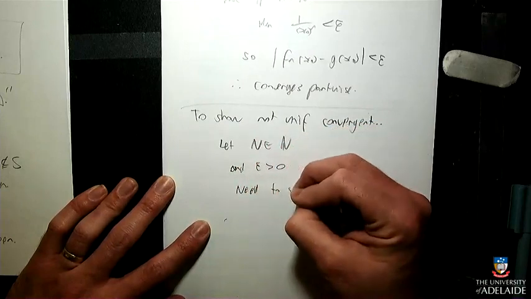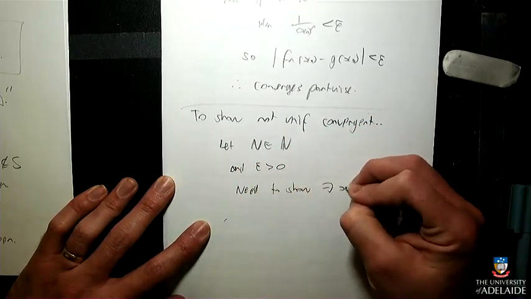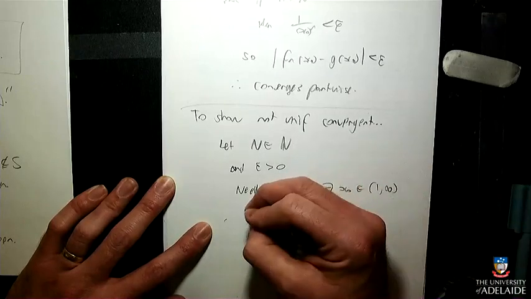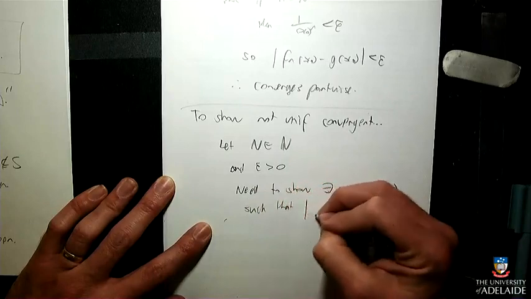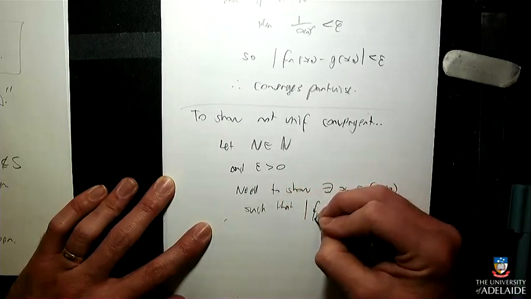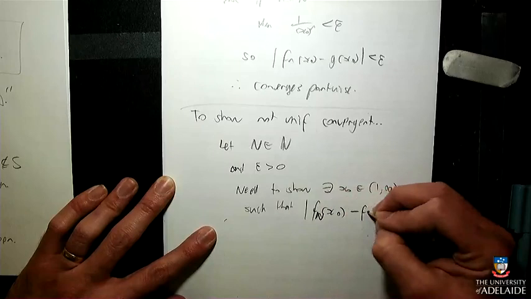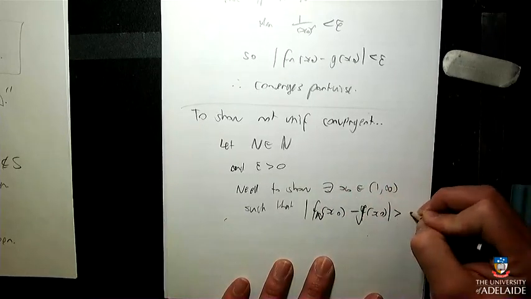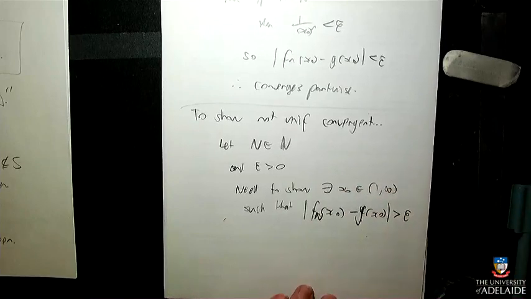I need to show there exists an x naught in the domain such that the distance is greater than epsilon. No matter which n I pick, I can find an x so that I'm not within the zone. There's always a little bit of blue outside my zone.